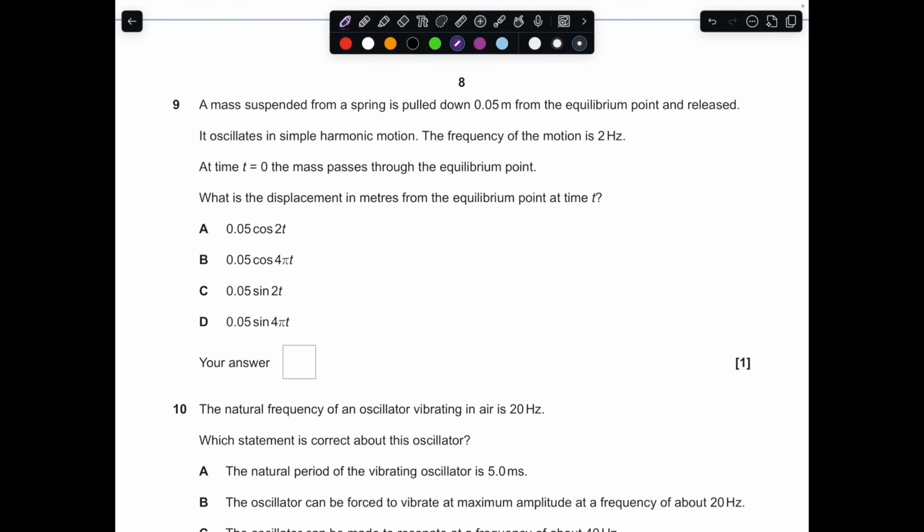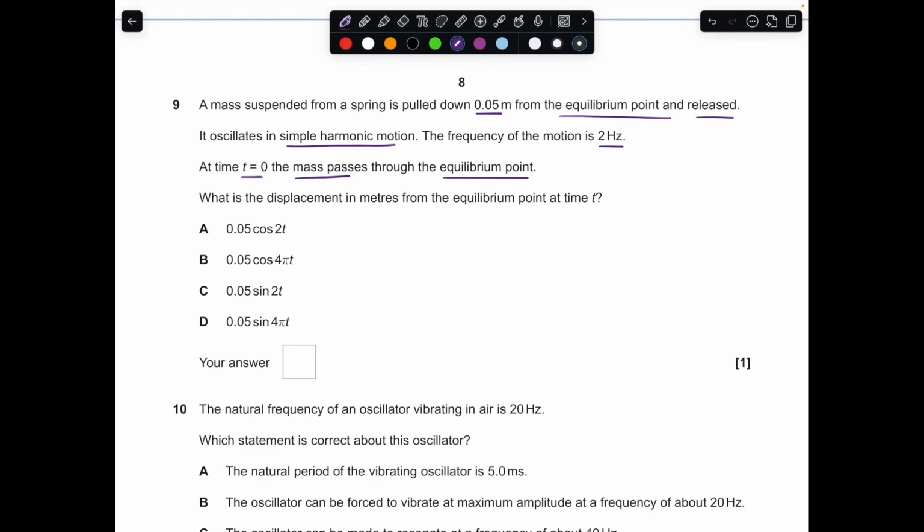A mass suspended from a spring is pulled down 0.05 meters from the equilibrium point and is released. It oscillates in simple harmonic motion and the frequency of the motion is 2 Hz. At t equals 0, the mass passes through the equilibrium point. Okay, so we know that it is a sine graph, so it's either C or D. Now, what is the displacement in meters from the equilibrium at time t?